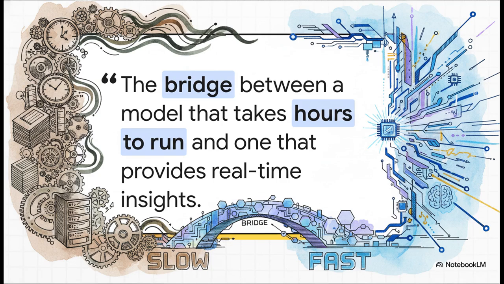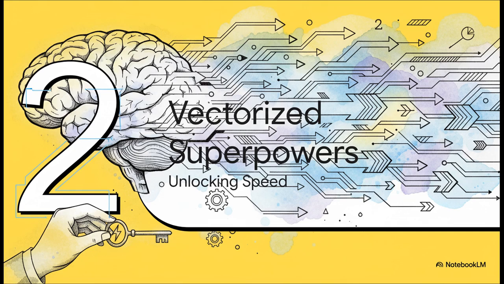So here's the bottom line. That low-level, geeky detail about memory layout has a direct, high-level business impact. It is quite literally the bridge that gets you from slow, overnight batch processing to the fast, real-time analytics that give you a competitive edge. Now, having this amazing memory architecture isn't just about saving space. It's an enabler. It unlocks a whole set of what you could call computational superpowers.